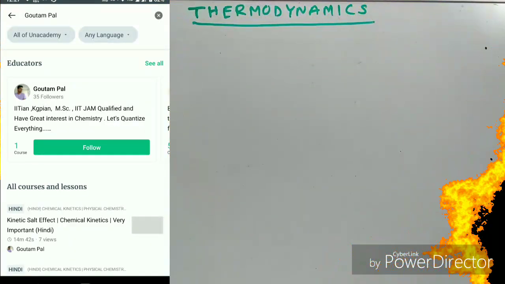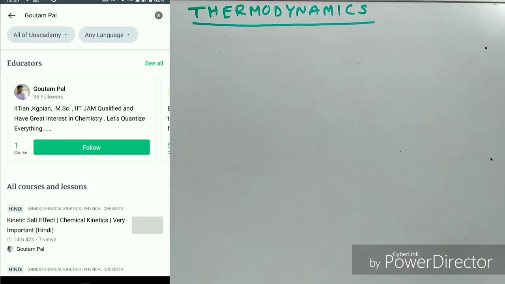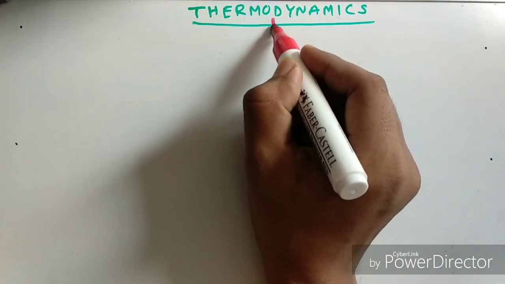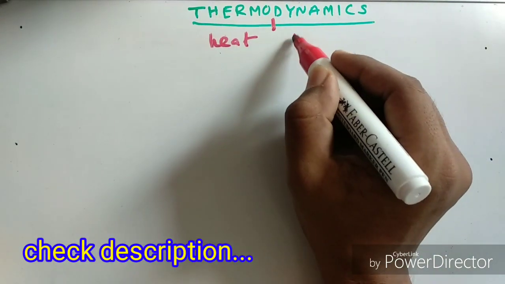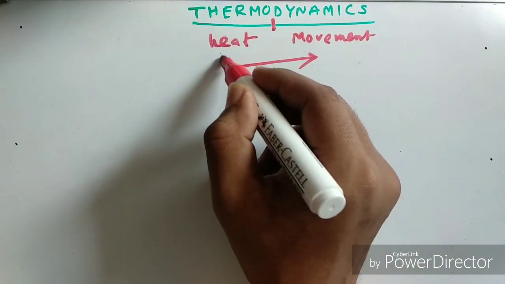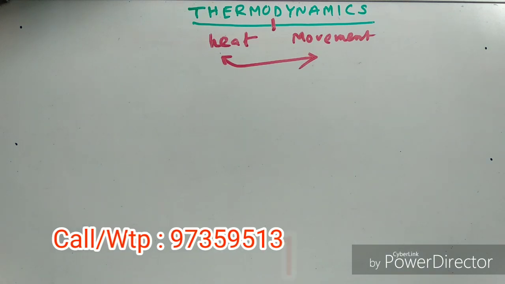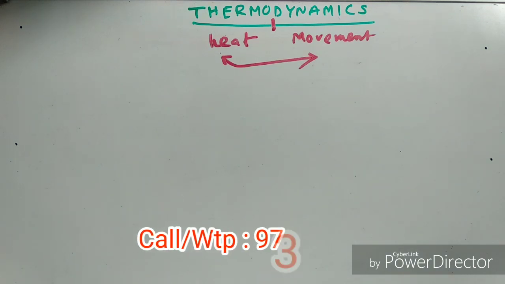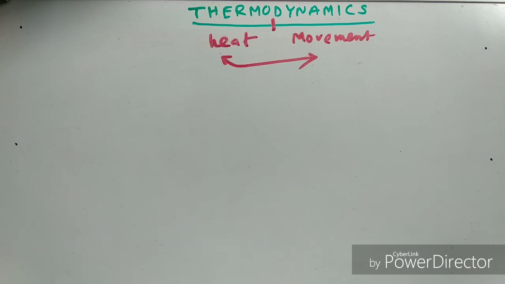So basically, what is thermodynamics? There are two terms, one is thermo, another is dynamics. What do you mean by thermo and what do you mean by dynamics? Thermo is related to heat. Dynamics is related to movement. So heat movement, that is when heat transfers from one system to another system or one place to another place, that phenomenon we will discuss by thermodynamics. So heat movement can be discussed by thermodynamics. This is the meaning of the word thermodynamics.